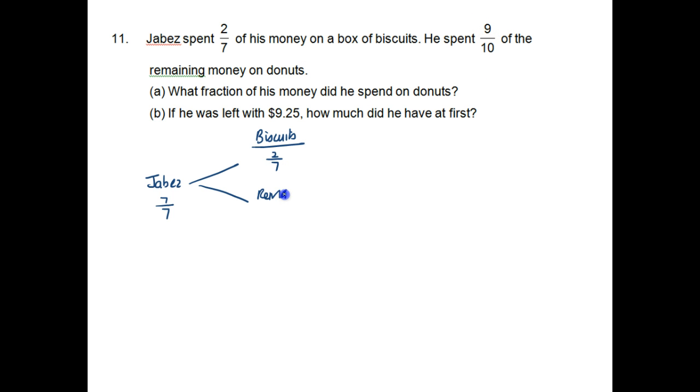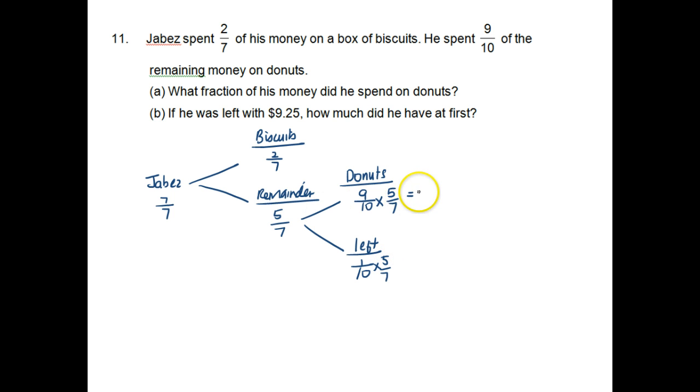So my remainder will be 5/7. Out of the 5/7, he spent 9/10 on donuts. 9/10. He left 1/10. So 9/10 times 5/7. 1/10 times 5/7. So in simplest form, it's 9 out of 14. 1 out of 14. Right?